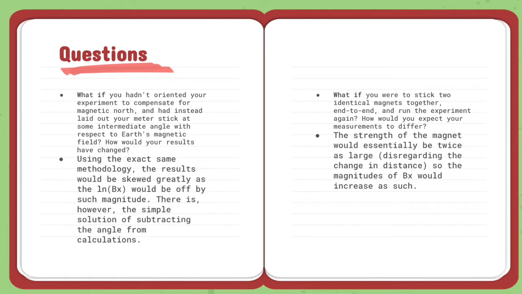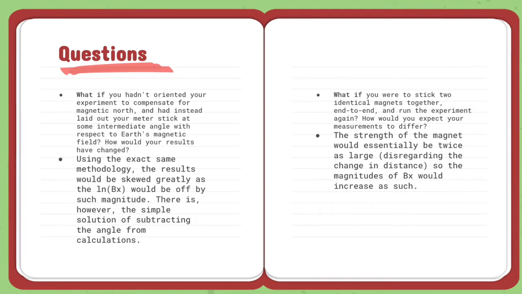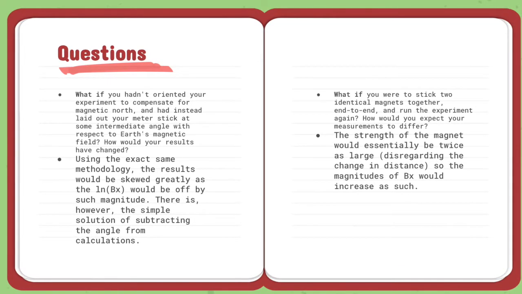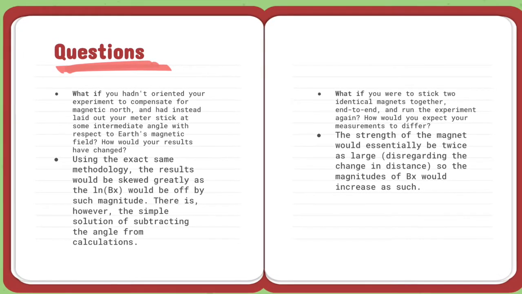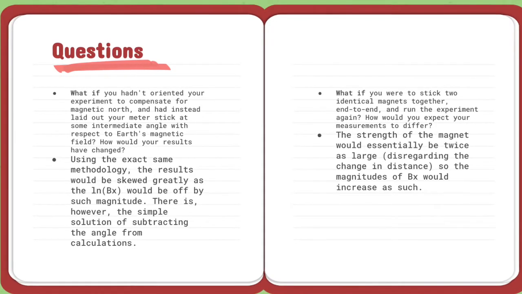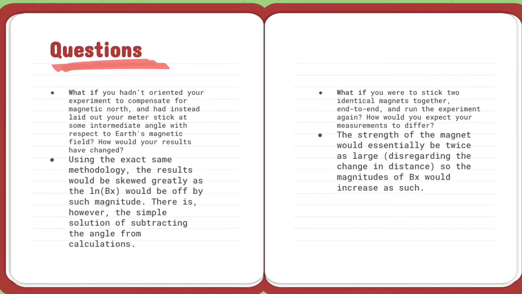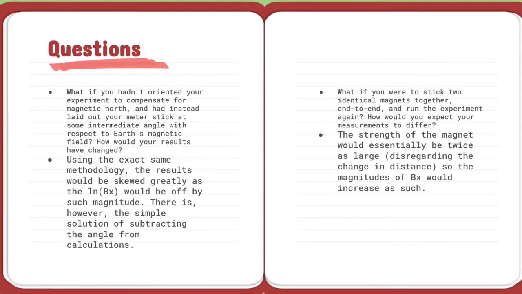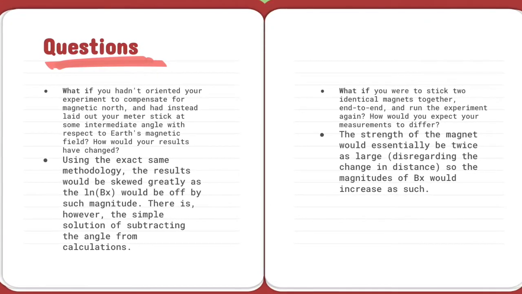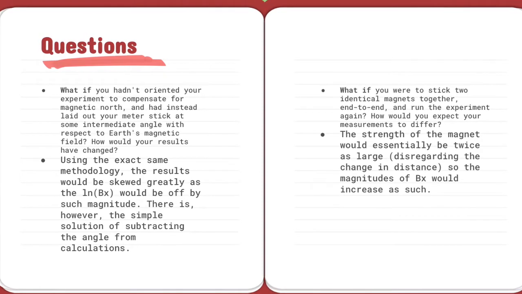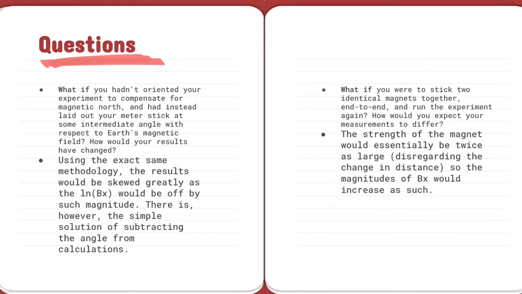As for what would have happened if we hadn't oriented our experiment to compensate for magnetic north, using the exact same methodology, the results would likely be skewed greatly, as the ln of Bx would be off by the magnitude of however far the angle was. There is a simple solution, however, of subtracting the angle from the calculations to begin with, and most likely you would get a similar value to what you got originally.